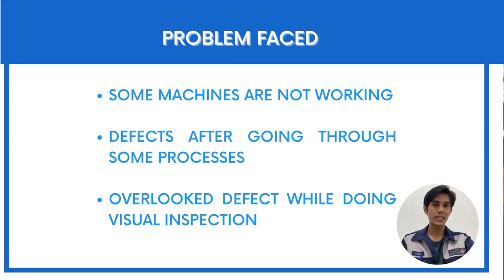Usually, the problem is when a machine is broken and needs to be fixed by the mechanics. During that time, production may become slower for certain periods. Then defects after undergoing a process also usually happen in production. Lastly, because of human error, some products going through the usual inspection may be overlooked.